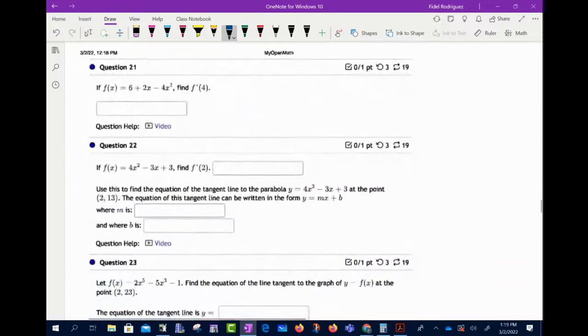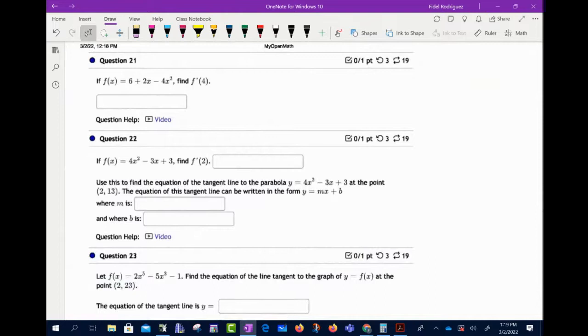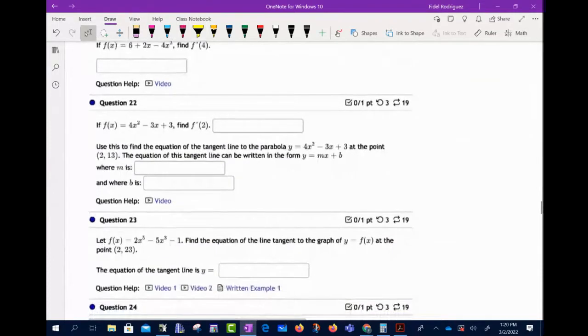What about number 21? Or let's do 20. Let me ask you a question. Are y'all good on 21? What would you have to do on 21? Find the derivative and then do what? Plug in 4. Okay. 22. For this part, wouldn't I find the derivative and then plug in what value? 2. And then to do the y equals mx plus b, do we already have our values for x1 and y1? We already got them, right?